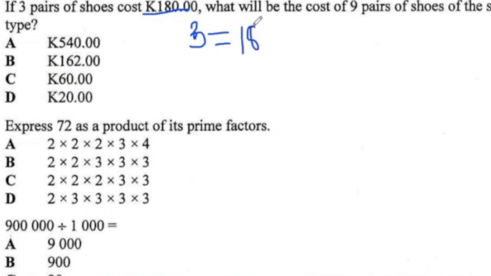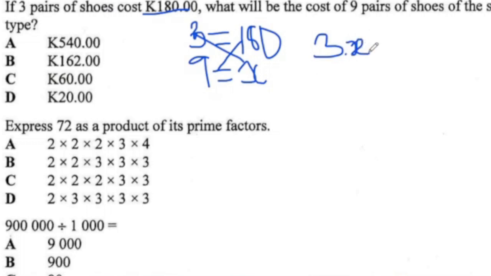So 3 pairs is equal to 180 kwacha. Let me just ignore the kwacha sign a bit. Then what will be the price of 9 pairs? We don't know, so we put x here. Then we cross multiply, and we come up with 3x equal to 180 times 9. Before we go any further, we can divide by 3 so that we remain with x.